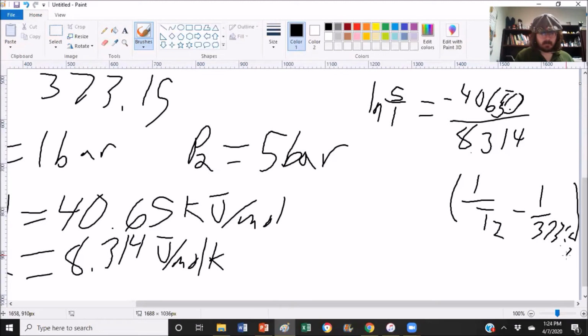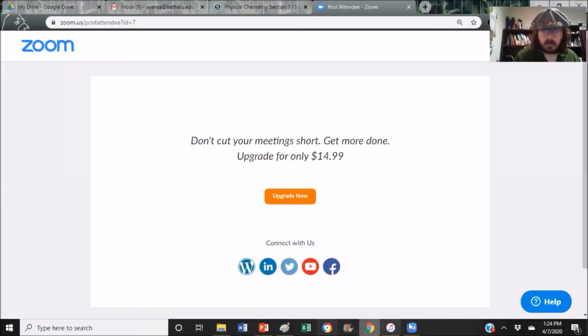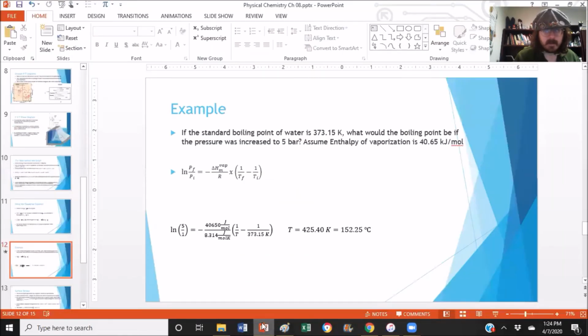Or 0.650 gives you negative 3.29 times 10 to the negative 4th. We add our 1 over 373.15. That gives us 0.00235. We invert that to give us T2. So at 5 bar, T2, the boiling point has increased to 425.4, or essentially the boiling point has been jumped up to 152. So that's a pretty significant increase. At 5 bar, the boiling point is now almost 50 degrees higher.